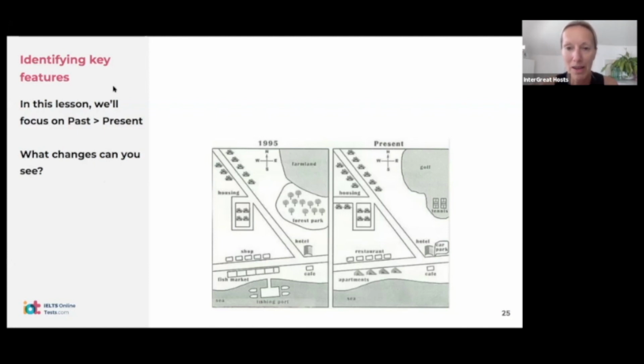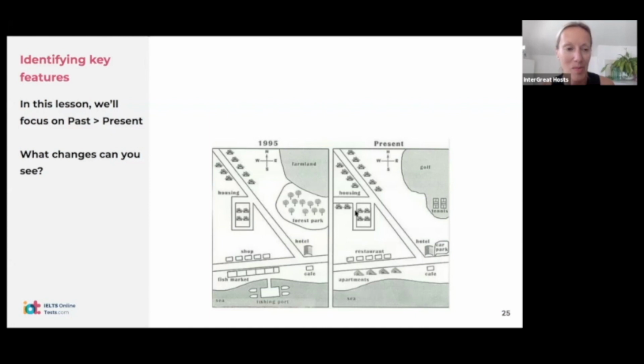Okay, so there's a forest park in 1995, yes. Yeah, so deforestation, nice. Improvements in infrastructure, yeah. Housing development. So there are restaurants, that's right. Yeah, so in the present there are restaurants, hotel and restaurants, yeah. So the hotel is still there. So you're kind of looking at what's been added and what's been taken away. Yeah, so there's more housing, that's right.